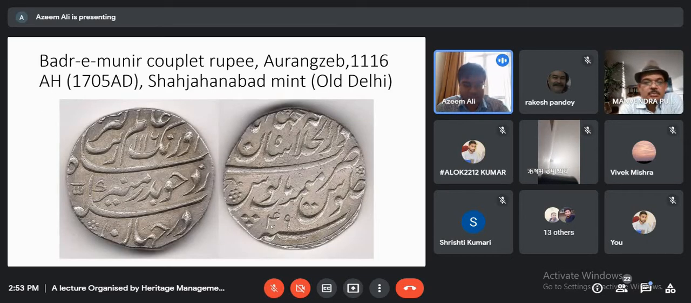And here is one of the coins. And this has the Badr-e-Munir rupee, struck in 1116 Hijri, 1705, at the Shahjahanabad mint. And here's also an example, minted in a different year, but you can see the design.